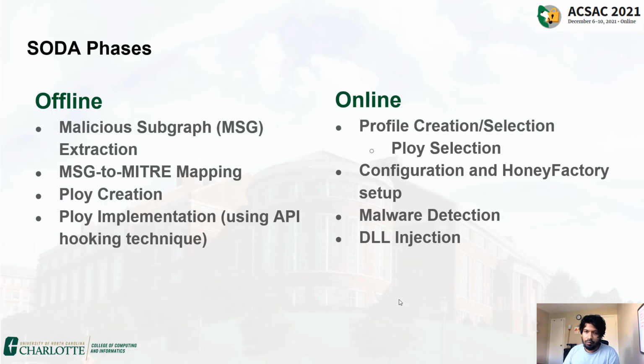Basically, it means we identified how to deceive a particular malware for a given MSG to MITRE mapping, where we consider all the 4D deception goals, deception techniques, and deception strategies we mentioned earlier, and finally we implement these ploys using API hooking. So at first I'm going to show you how MSG extraction is done and mapped to MITRE.